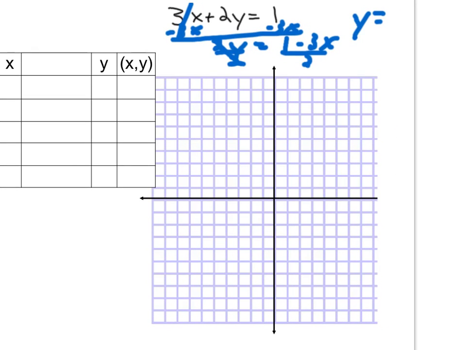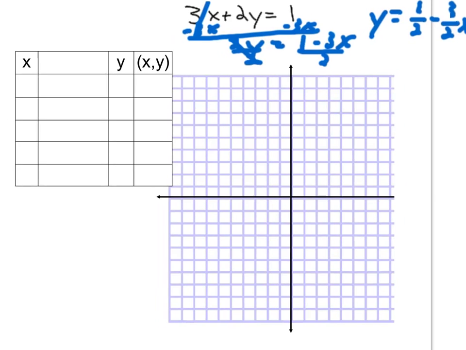I get y equals, and again, I could leave this like it looks with 1 minus 3x over 2, or I could simplify it and say that 1 divided by 2 is 1/2, minus 3 divided by 2 is 3/2 x. Okay, you could put 1.5x, but in this case, we talked about this before, it's better to leave this like this for graphing purposes. So y equals 1/2 minus 3/2 x.